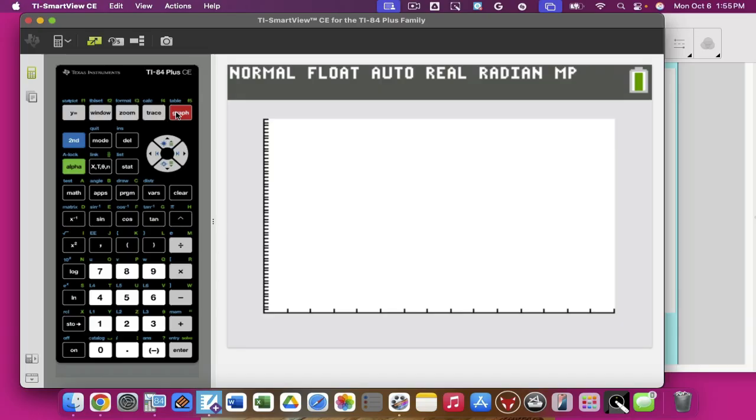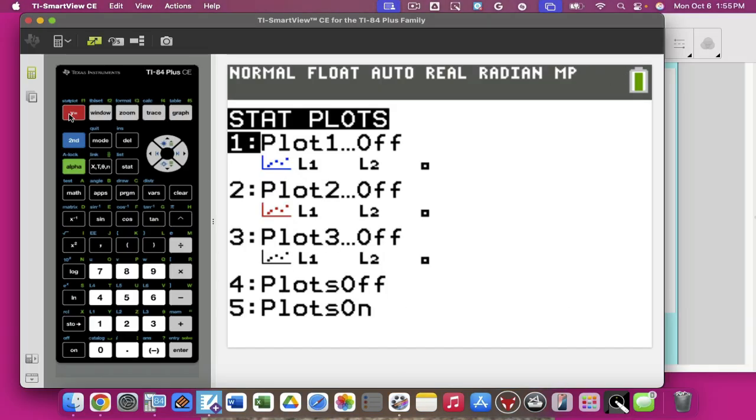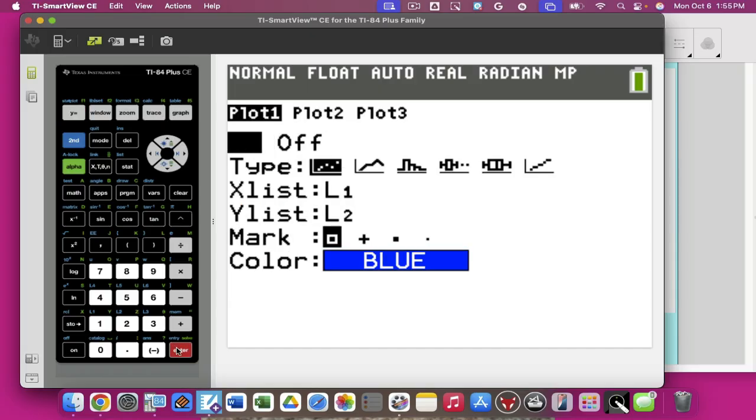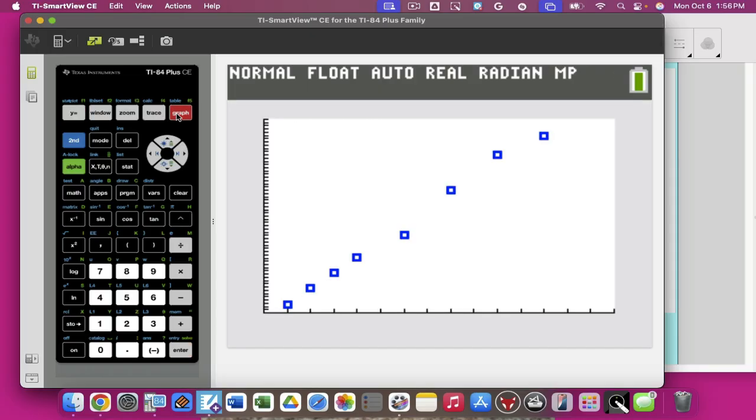Oh no, nothing showed up. Anybody remember? Second y equals. Every time you hit second plus 712, it turns the stat plots back off. Turn the stat plots back on. Now you should have a wonderful line or plot of points.